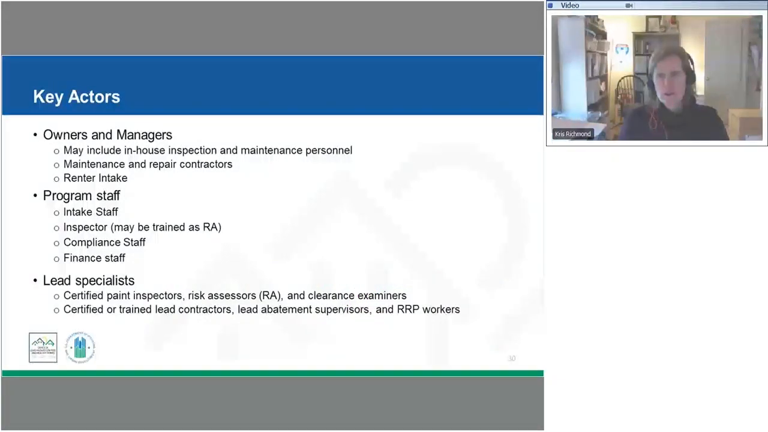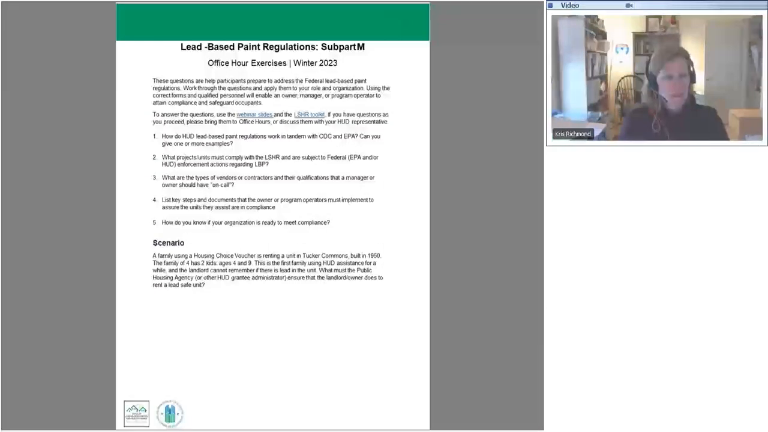All right, let's look at question number 3. What are the types of vendors or contractors and their qualifications that a manager or owner should have available to them or on call? So for this one, I want to look at our worker handout.